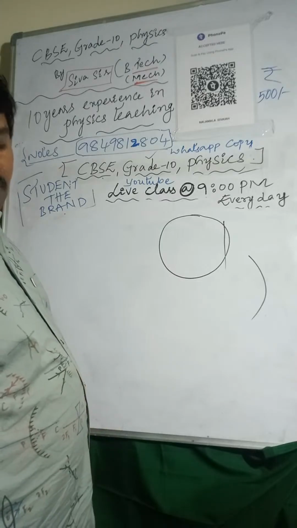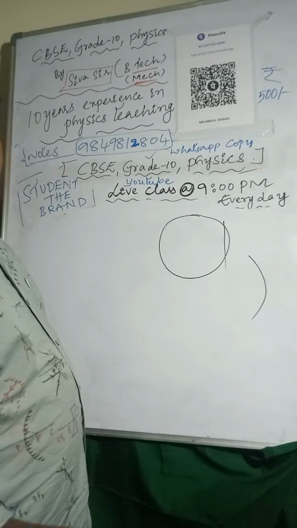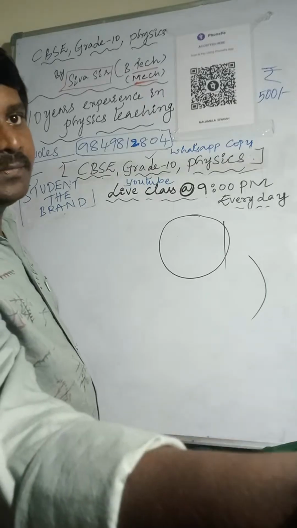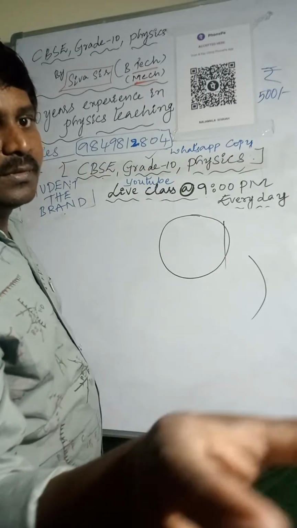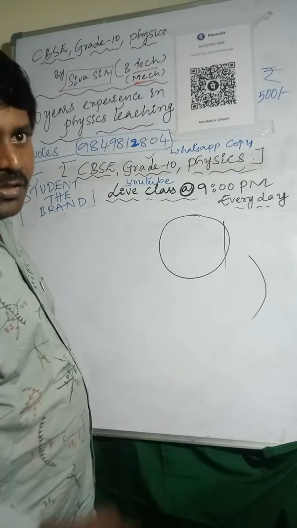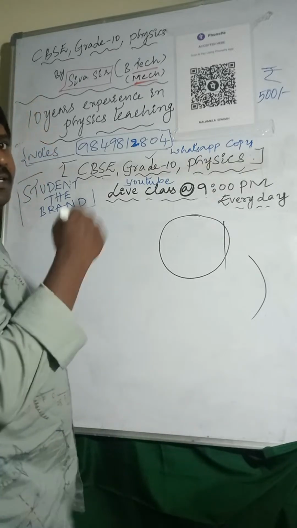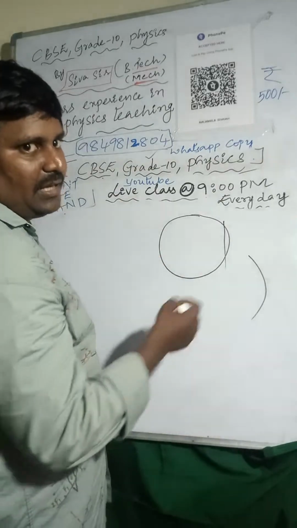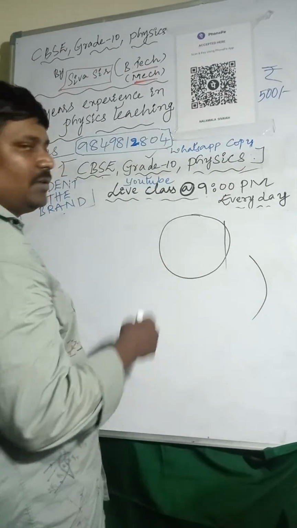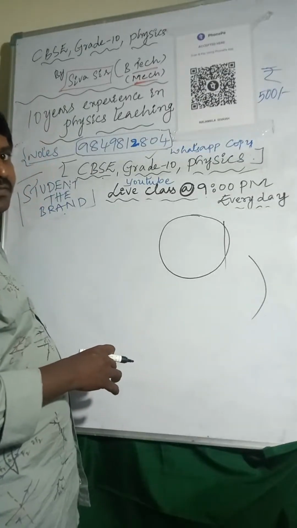Based on reflection, we can see the mirror will decide. So what type of mirror is it? Concave mirror or convex mirror, based on the reflecting surface.